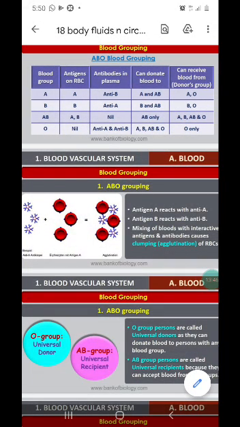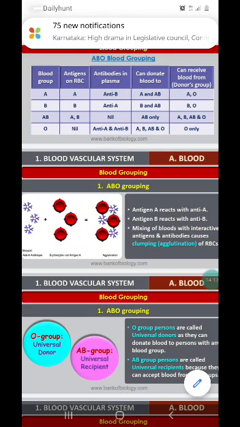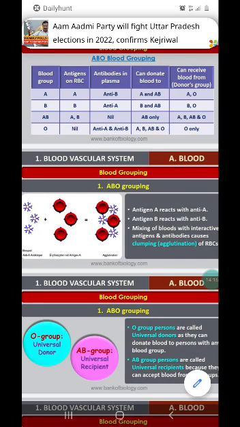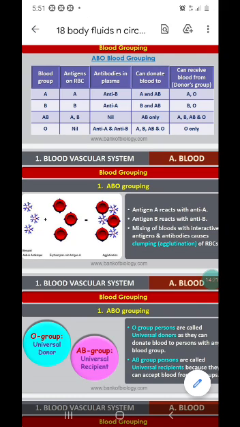This column gives you which groups can donate blood to whom, and who can get blood from which types of blood groups. Now why is O group blood called universal donor? O group persons are called universal donors as they can donate to a person with any blood group because they don't have antigens. That's the reason. They can give to anyone.